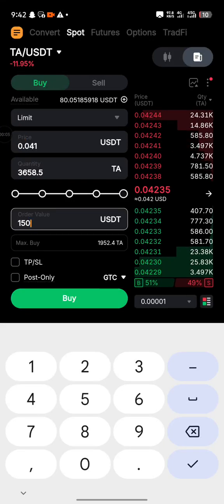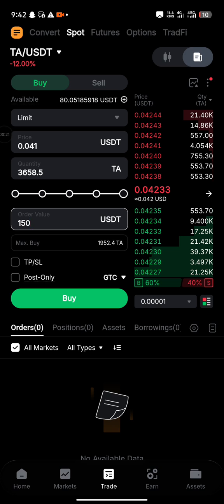Today I'll be showing you how I managed to make 150 USDT trading this TA coin right here. So follow me to the end of this video so that you can understand how I made use of this strategy in order to make this 150 USDT profit.